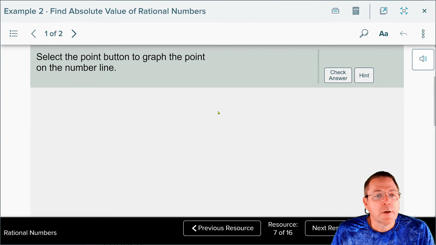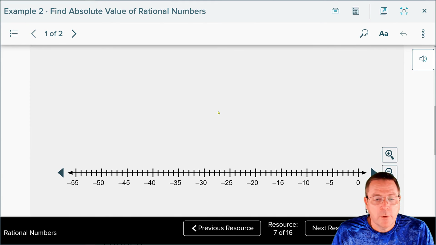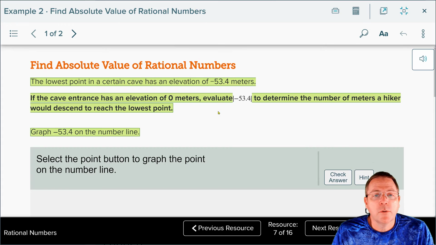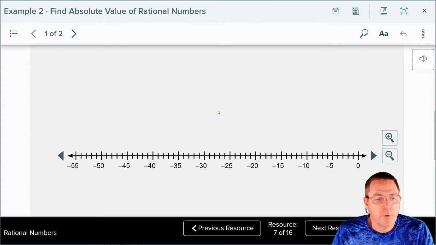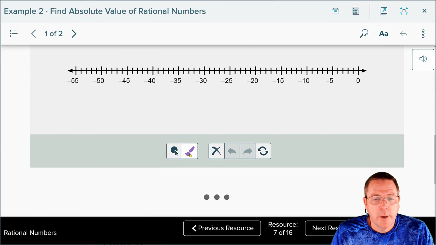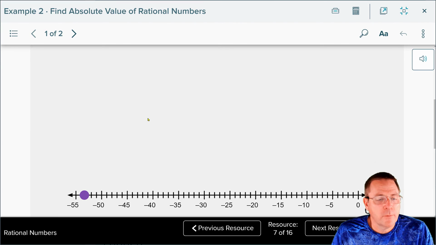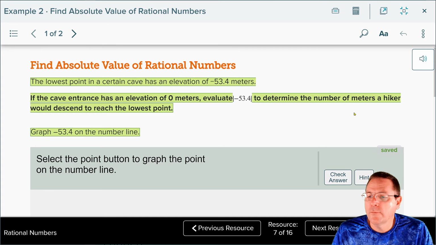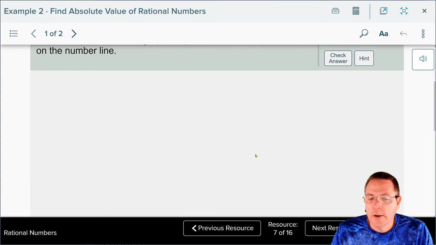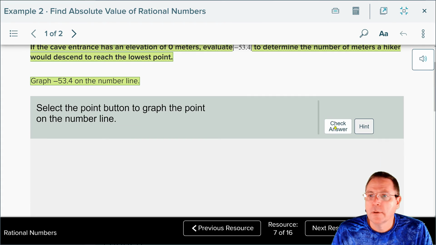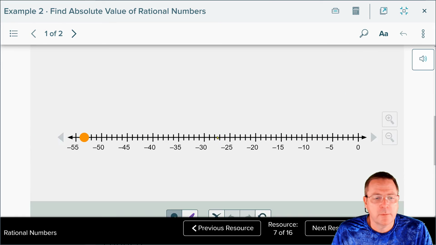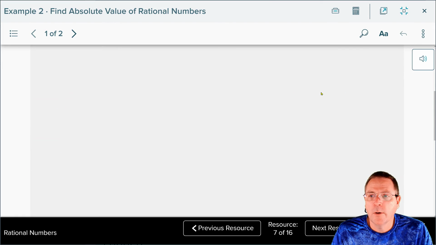So select a point on the number line. So here's our number line, and we've got to go to negative 53.4, which is going to be, let's go down to, we've got negative 50, 51, 52, 53. Yeah, it's going to be just about right there. So halfway between 53 and 54 is basic. Check our answer, and it doesn't actually check the answer on this one. Oh well.